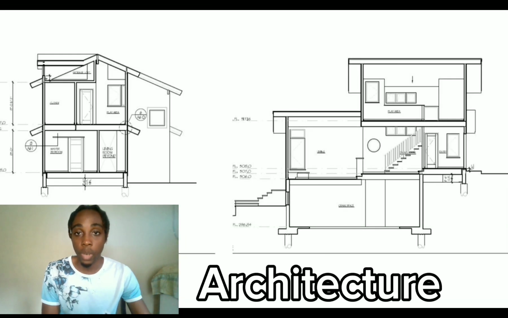Now, in architecture, offset sections are used to showcase the interior layout of buildings. They help visualize the arrangement of rooms, staircases, and other structural elements that are not visible from the exterior. Offset sections are also used to highlight specific design features such as intricate ceiling details or hidden structural supports.